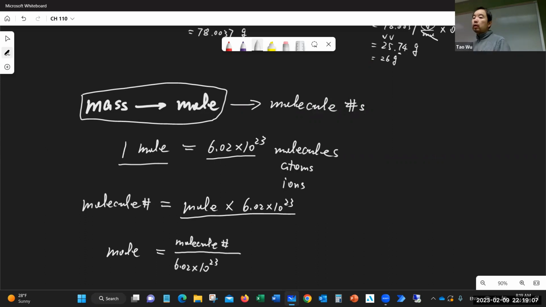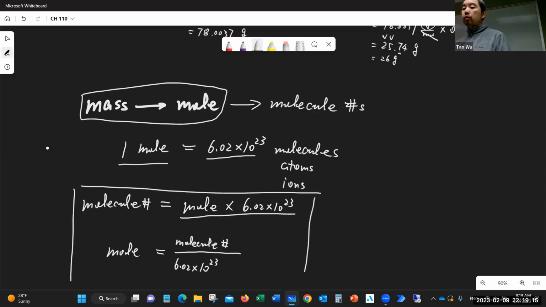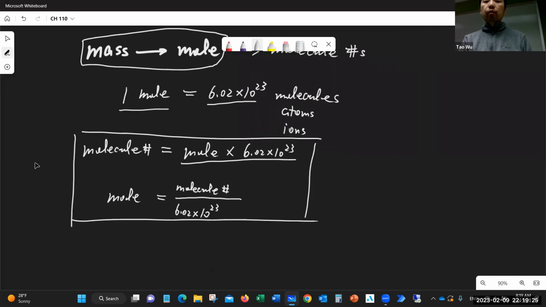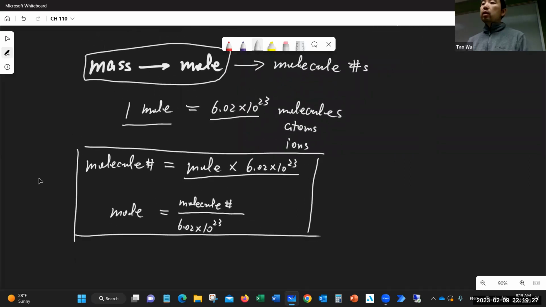Mole equals molecule number divided by 6.02 times 10 to the 23rd. So this is another conversion between molecule numbers and moles. But usually when we do a question, it's not directly to convert a mole to molecule number. It's going to involve the mass part.